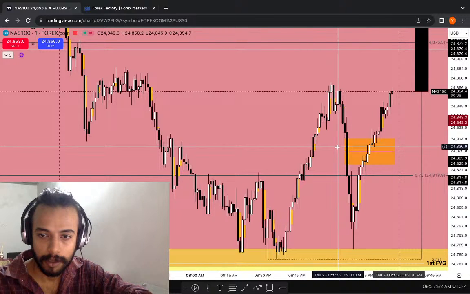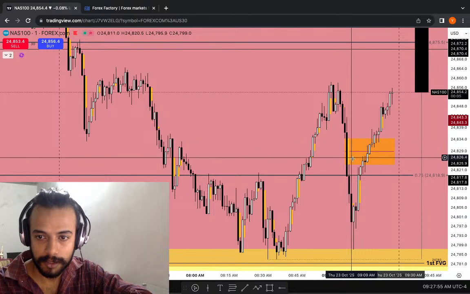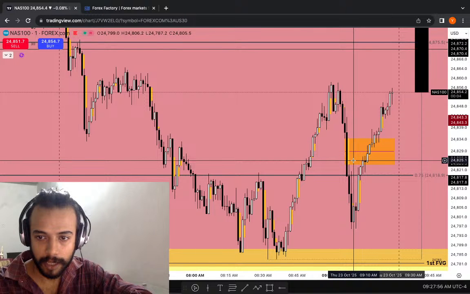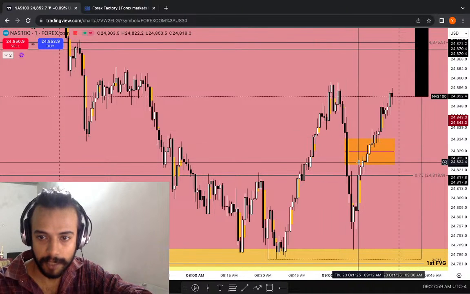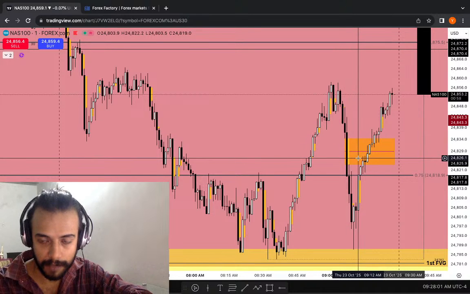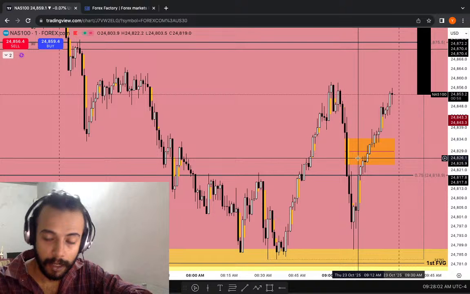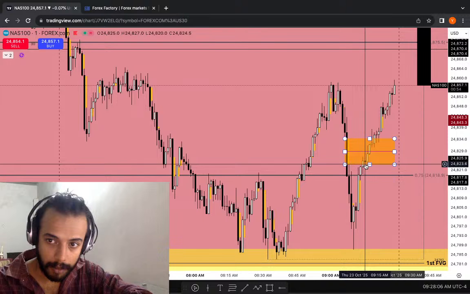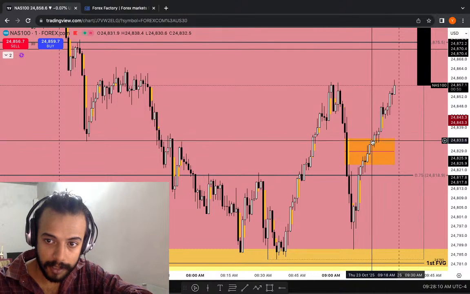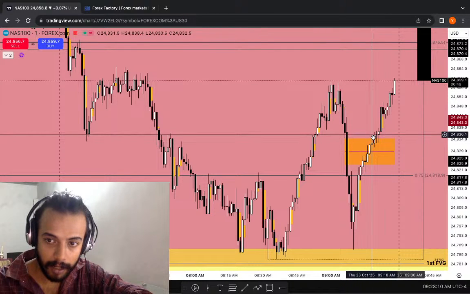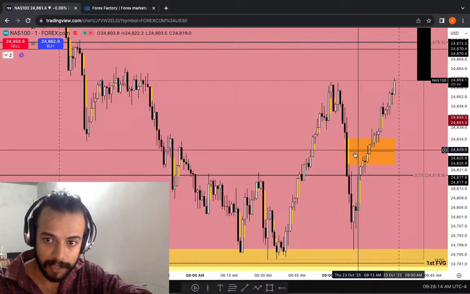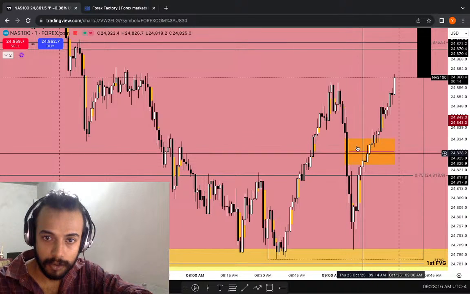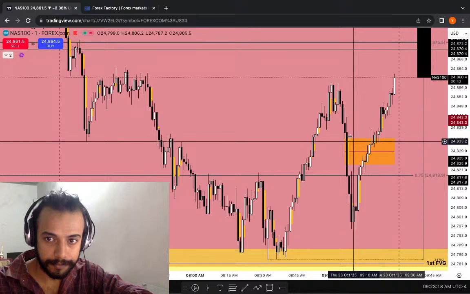You can see this is the inversion gap. It completely failed. This was the sell side imbalance, buy side inefficiency. Its function is to send the price lower, but what happened here? It got completely disregarded, and then it took the support. It acted as the inversion. So it reverted its role. Look at that.